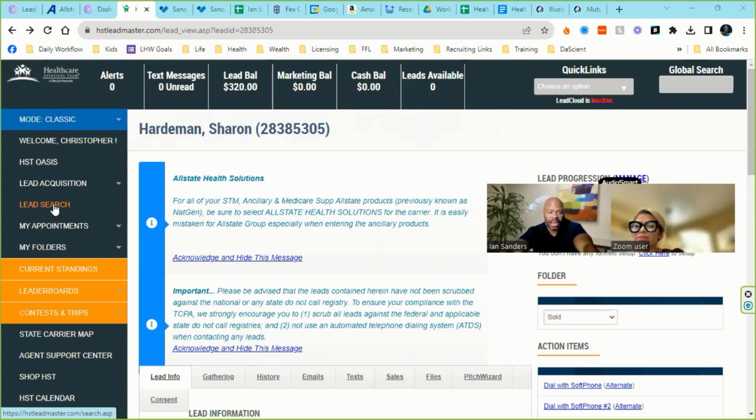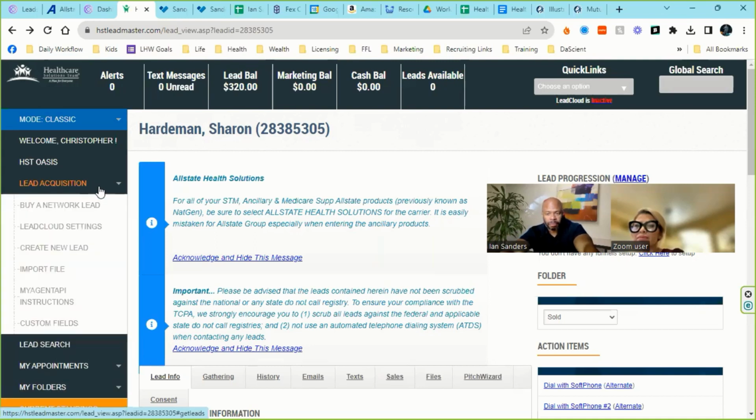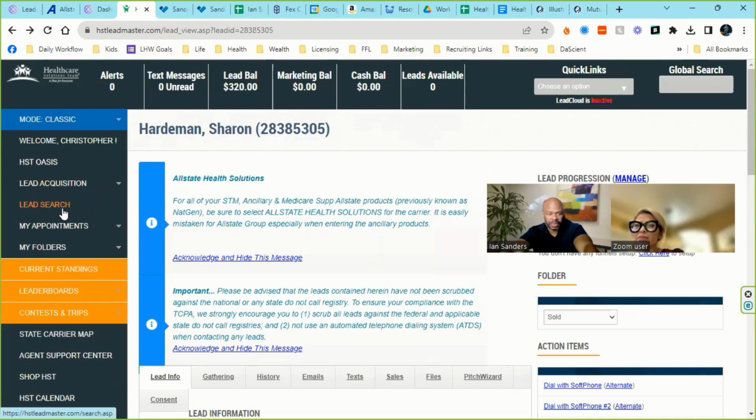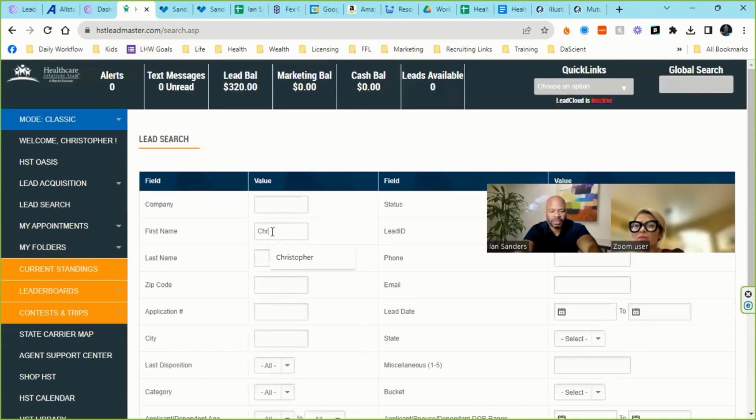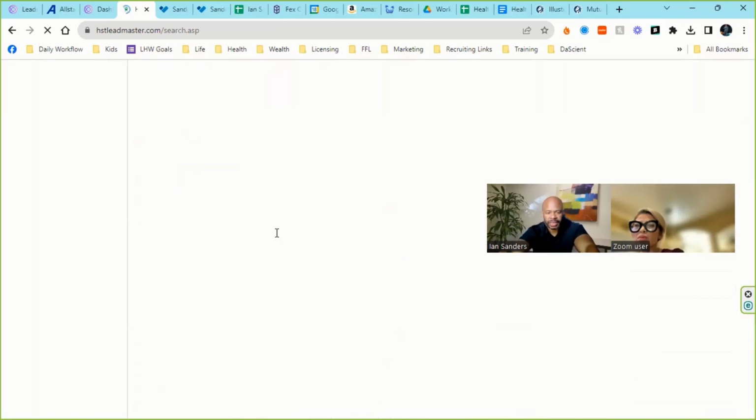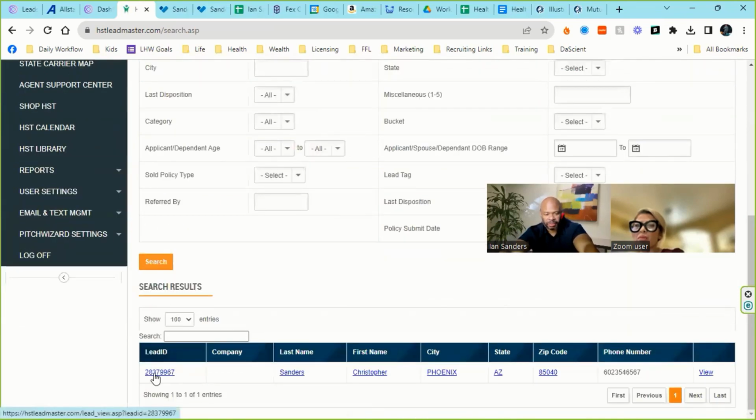So what you'll do, I already have a lead in here that I'm going to use. I'm going to use my own. But if you go to lead acquisition, you'll do create new lead if they're not already in the system. But I already have my own lead in here and I'm just going to use mine. So I'm just going to put in Christopher. That's my first name. And here I am.